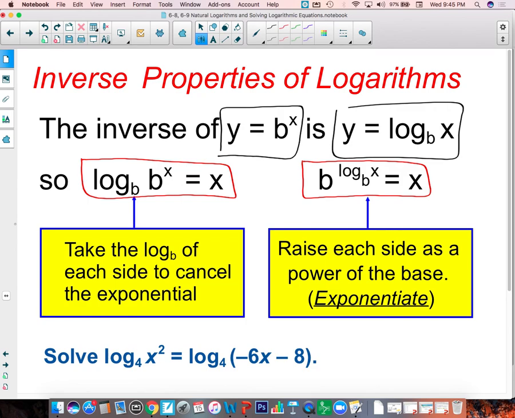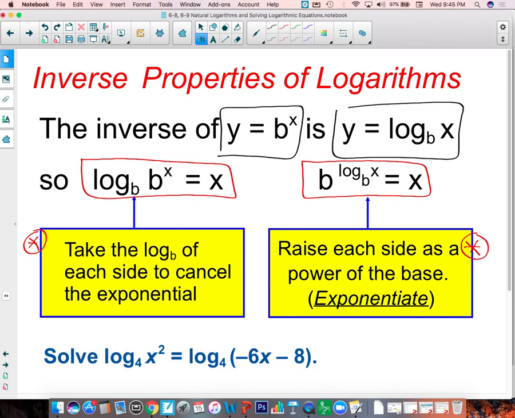And really it's just something like, here it says take the log of both sides, log base b of both sides, to cancel the exponential. And then the other one is we can raise both sides to the power of the base. We'll look at those and see if we actually have to do them here.